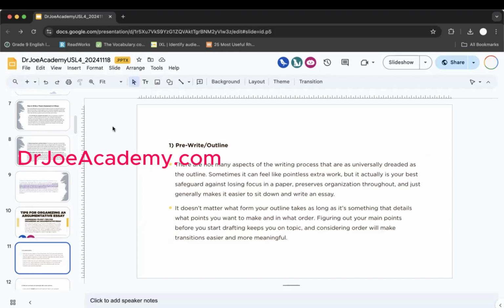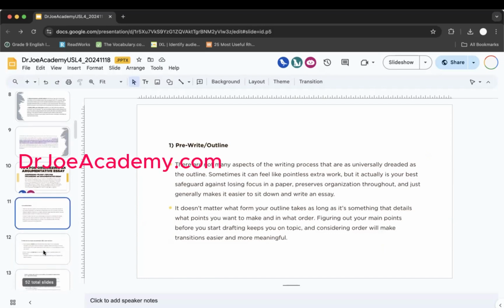Rewrite/outline. There are not many aspects of the writing process that are universally dreaded as the outline. Sometimes it can feel like pointless extra work. It actually is your best safeguard against losing focus in the paper, preserves organization throughout, and just generally makes it easier to sit down and write an essay. It doesn't matter what form your outline takes as long as it's something that details what points you want and in what order. Figuring out your main points before you start drafting keeps you on topic, and considering order will make transitions easier and more meaningful.